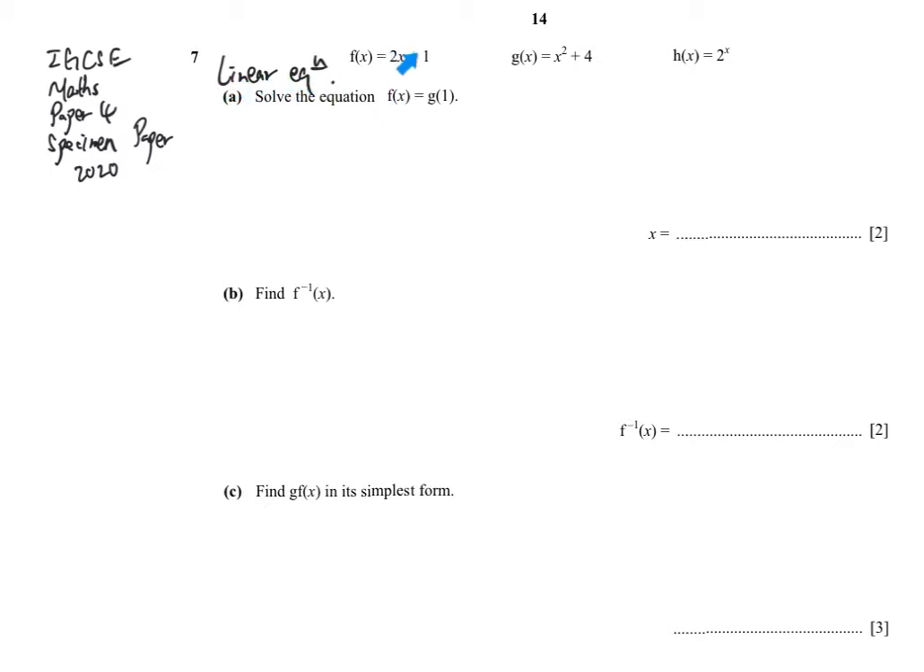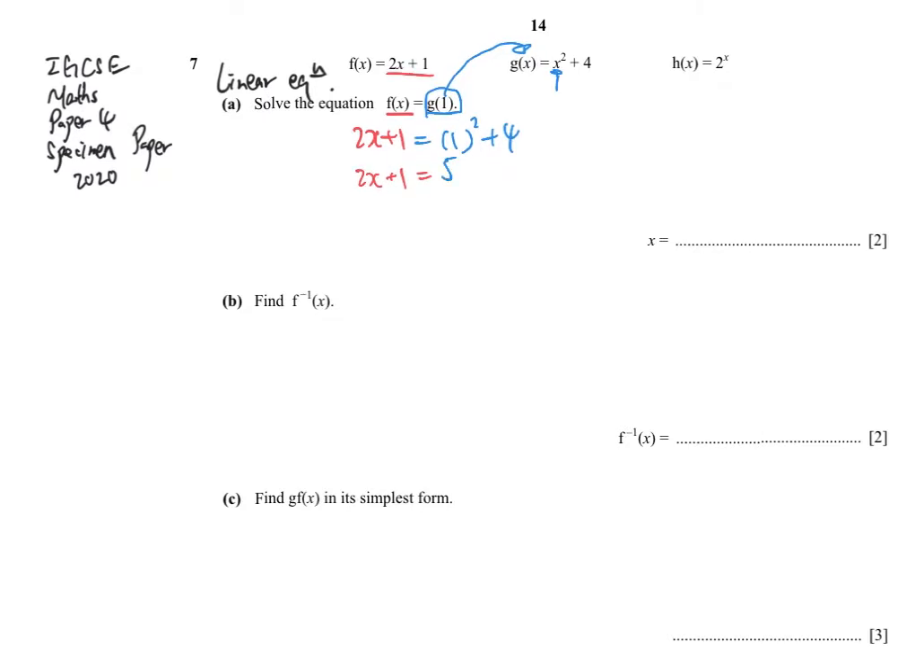So you just put all the things inside. Put 2x plus 1, substitute it here. And then for g of 1, you need to put 1 into the x here. So I will just put 1 into the x, so 1 squared plus 4, and then you solve for the x. You get something equal to 5, and then you will have 2x equal to 4, right? And x will be 2, easy thing.